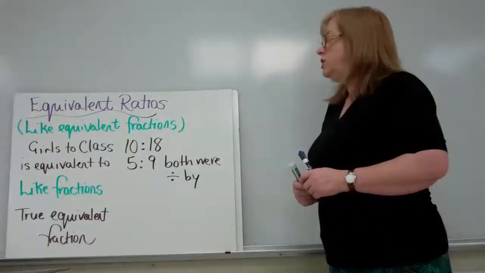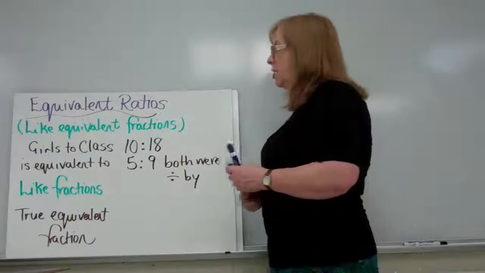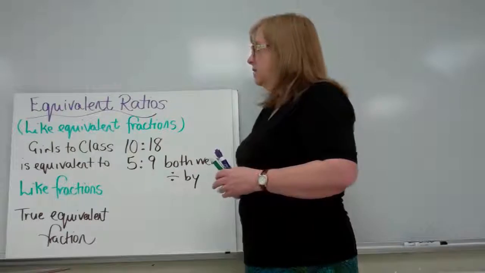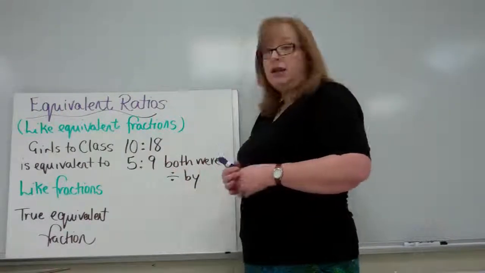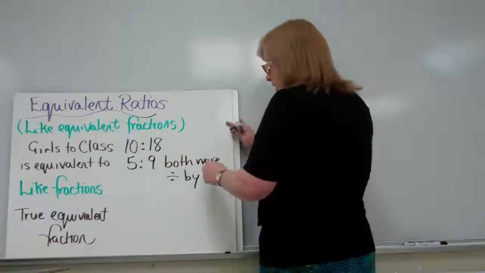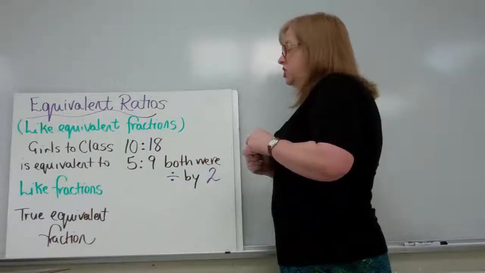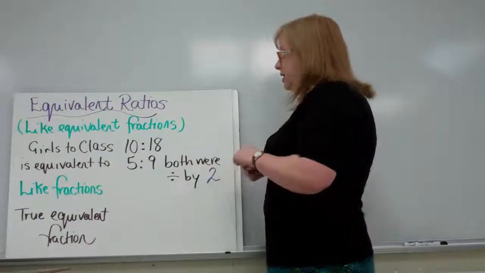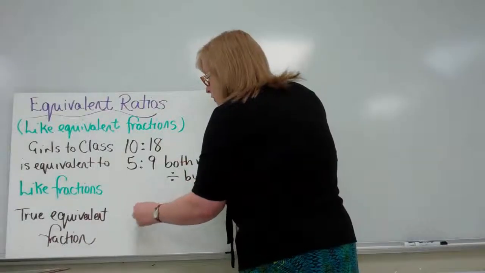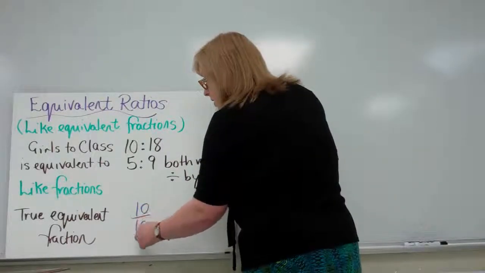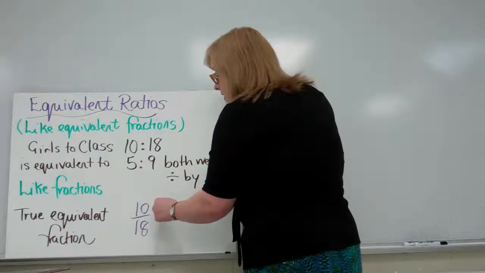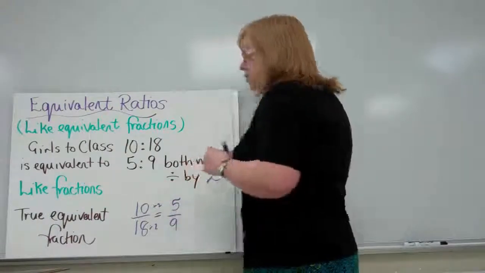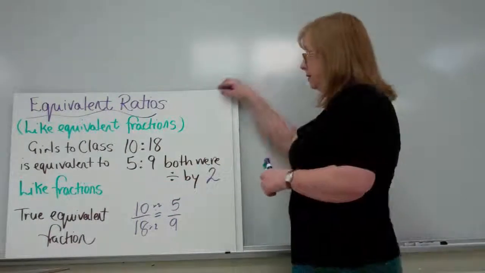We can make equivalent ratios, and these are like equivalent fractions. Going back to the girls to class. Girls, 10, 18 in the class. This ratio is equivalent to 5 to 9 because both of these were divided by 2. So it's just like fractions. We have to do the same thing to both numbers. And in this case, it is a true fraction because it's a part of the whole thing. And if we divide it by 2, both sides, we would get 5/9. So those two ratios are equivalent.